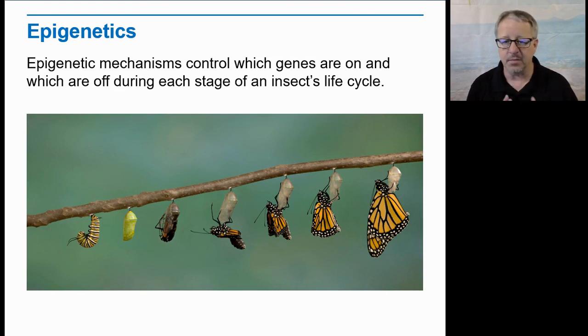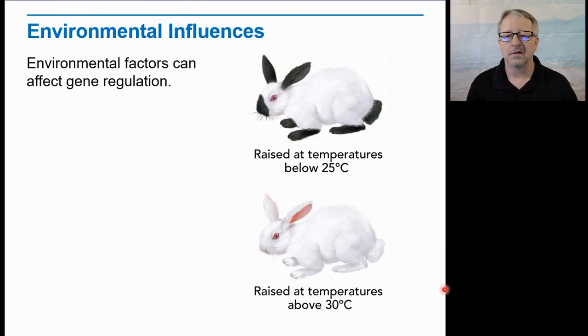Caterpillars, the pupa, and the butterfly all have exactly the same genes. The coloring of the coat of the Himalayan rabbit is another example of the effect of the environment on gene expression. So, what would happen if a cold pack were strapped to a Himalayan rabbit's back while its fur was growing in? Well, if that cold pack was strapped to a Himalayan rabbit's back while its fur was growing in, the fur under the cold pack would grow in black.